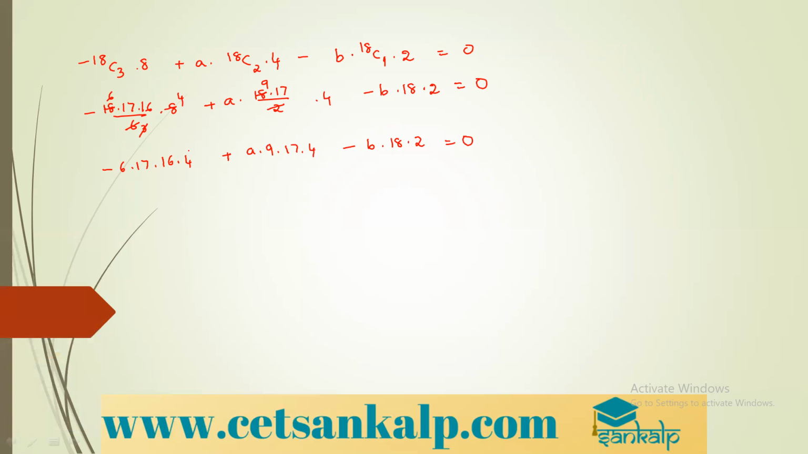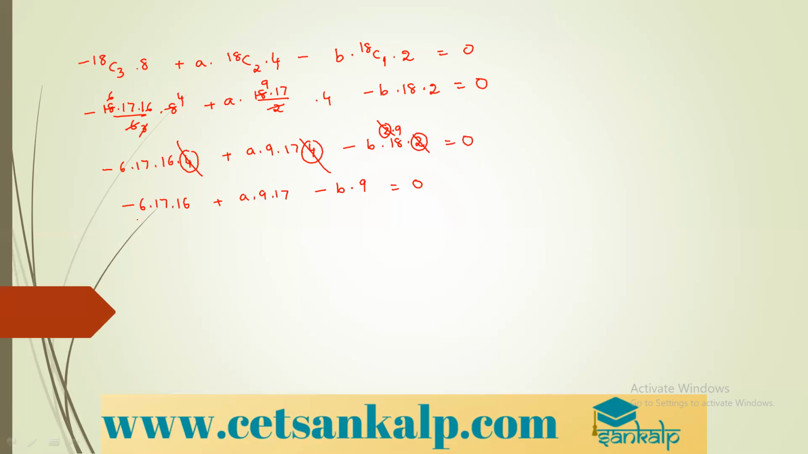First of all, I can take 4 common here, and here, and here also, 2 into 9 I will write, and I can take 4 common. So all these 4s I will cancel. Left is minus 6 into 17 into 16 plus a into 9 into 17 minus b into 9, because 2 twos, 4 we have already taken, equal to 0.